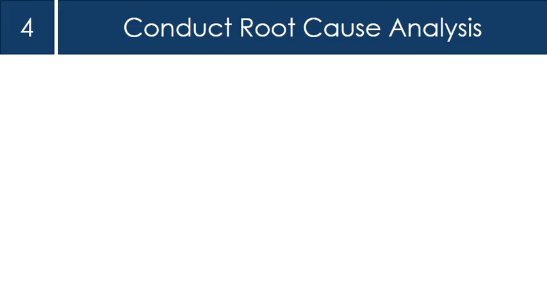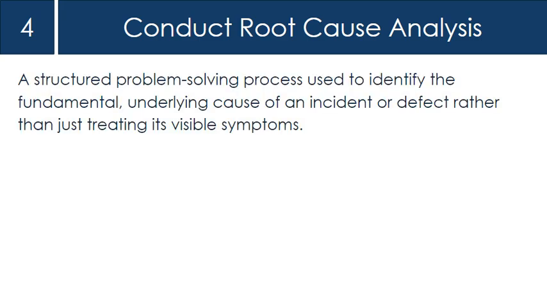Step 4. Conduct root cause analysis. Root cause analysis determines why the problem occurred. A root cause analysis, or RCA, is a structured problem-solving process used to identify the fundamental, underlying cause of an incident or defect rather than just treating its visible symptoms. The goal is not to identify someone to blame. The goal is to understand the system that allowed the problem to occur.